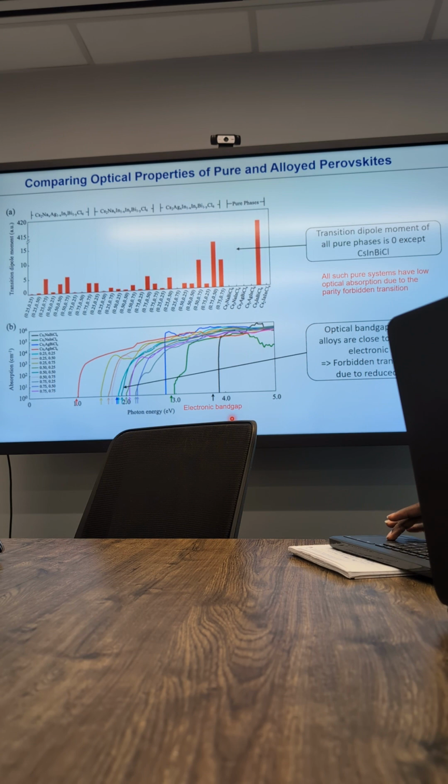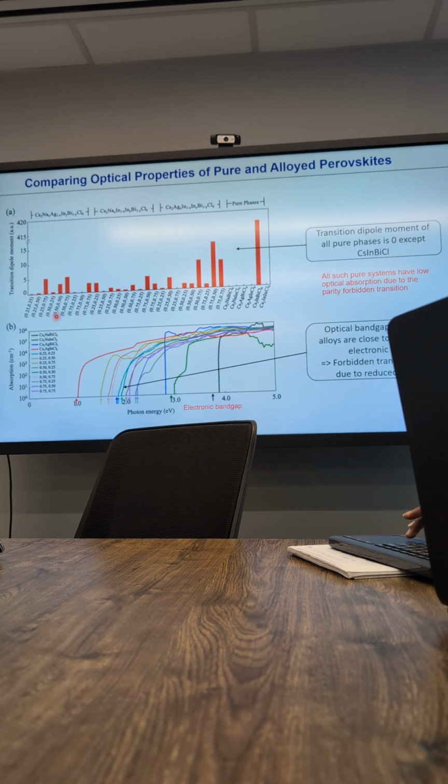So I think how they should have shown this is to show it without the alloys, and then show it with the alloys, and then you see the difference, because these pure systems are what you start with, and they are bad, right? But once you alloy them, you are getting closer to better optical transitions, and that's why they compare it with these.